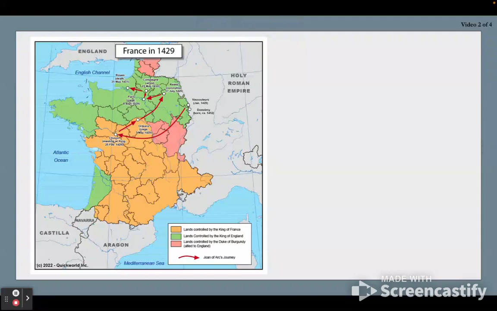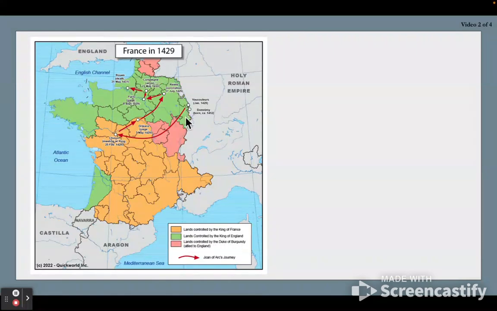The purpose of this video is to take a look at why the Siege of Orleans happened in 1429. Based on this map, I see that the title tells me we are in France in the year 1429. According to the map key, I can see that orange is land controlled by the King of France, so everything that is orange is controlled by France, and green is lands controlled by the King of England.